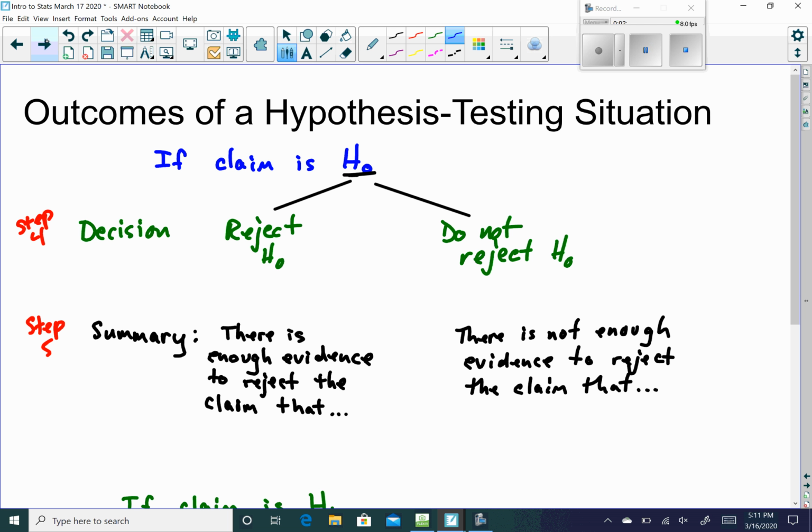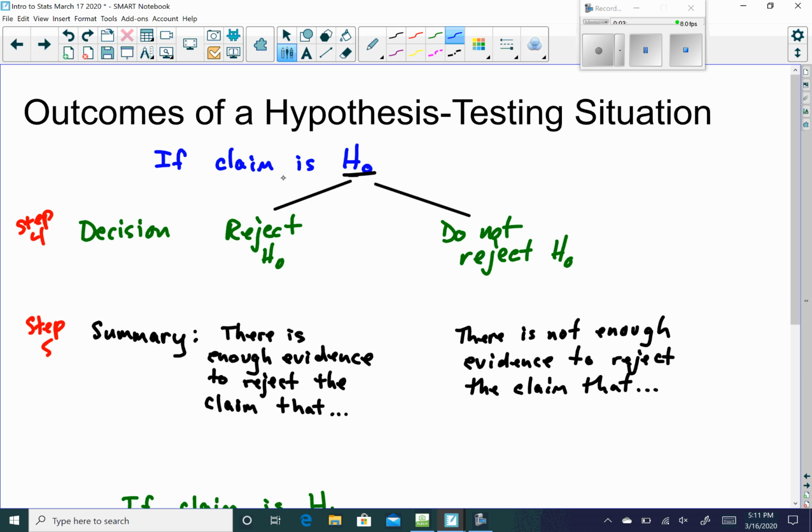So there's two outcomes of a hypothesis testing situation, two cases here, depending on what we identify as our claim. And in our examples, it should be noted what our claim is, but sometimes it could come up where you may feel the claim is the null hypothesis or the alternative hypothesis. As long as you're able to support your reasoning, then we're good. But in most examples, it's going to be clearly stated what the claim is.